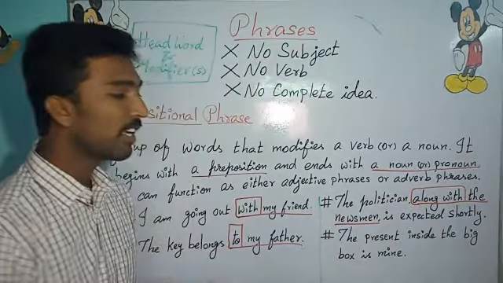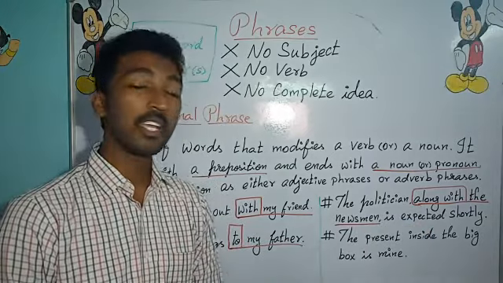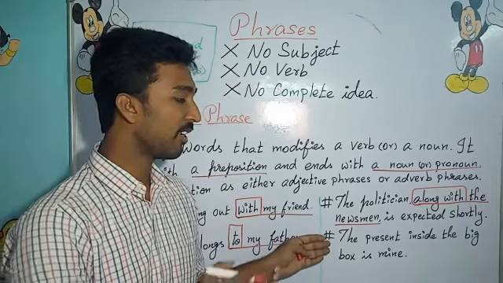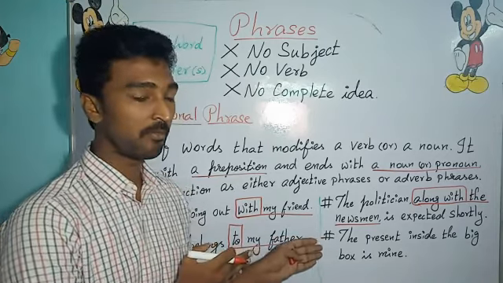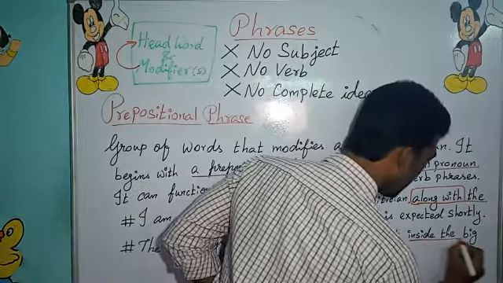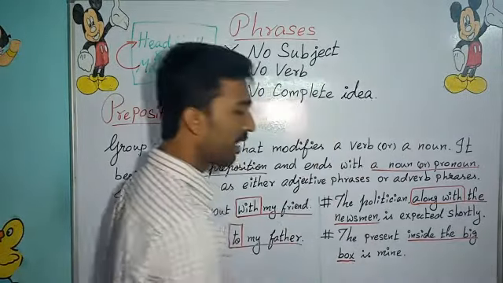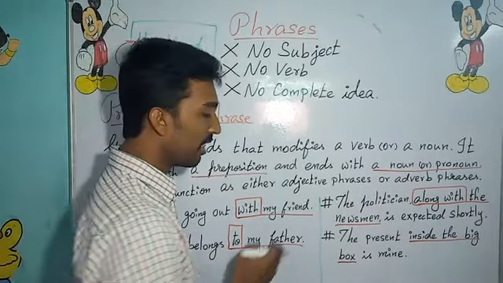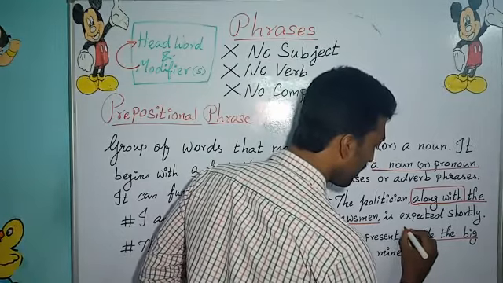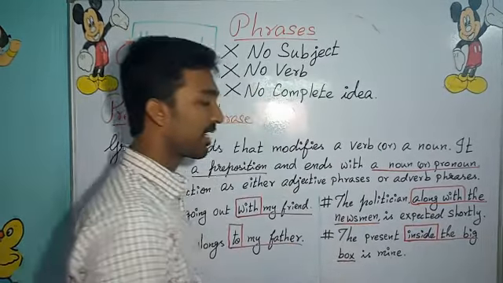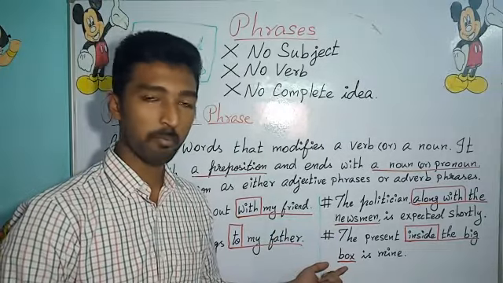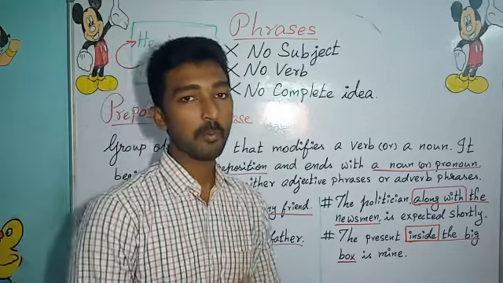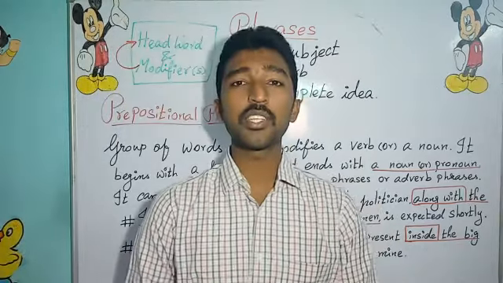The last sentence, the present inside the big box is mine. Here, the prepositional phrase acts as an adverbial phrase. Inside the big box. It answers the question where, so it acts as the adverbial phrase here. The present inside the big box. It starts with the preposition and ends with the noun box. The present inside the big box is mine. It's a prepositional phrase. That's all for today's class.